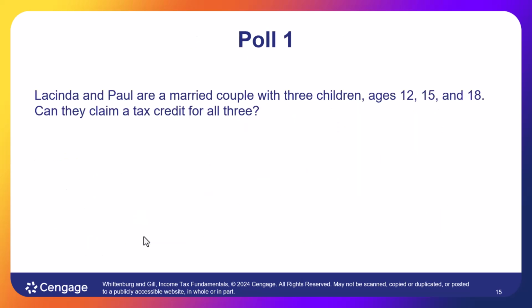Lucinda and Paul are married with 3 children, ages 12, 15, and 18. Can they claim a tax credit for all 3? So the answer is, we don't know if they can, right? In general, we need to know their AGI and all kinds of other information about them. Do they have Social Security numbers? Do they meet the child tests? But let's just assume they're all children that meet those and they're under the threshold, right? Well, the 18-year-old is over 17, so they would be an other dependent. And the 12 and 15-year-old, if they meet everything, could qualify for that, right?